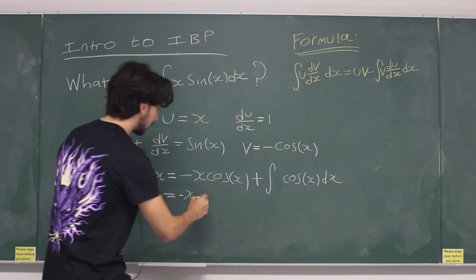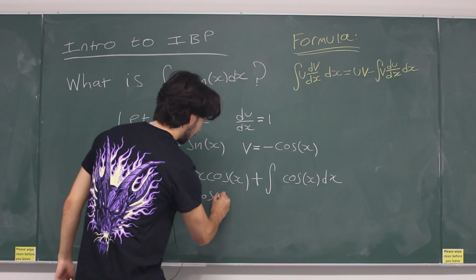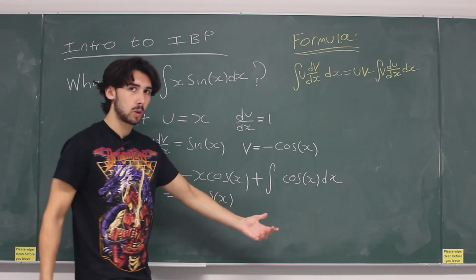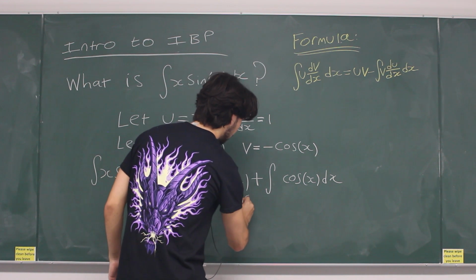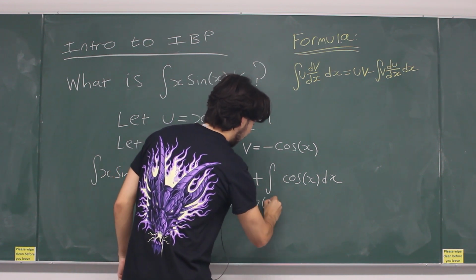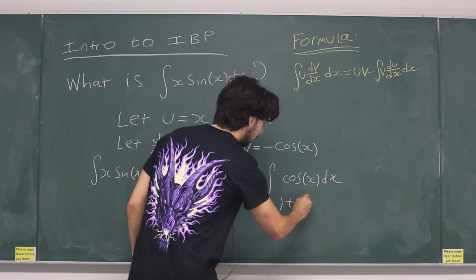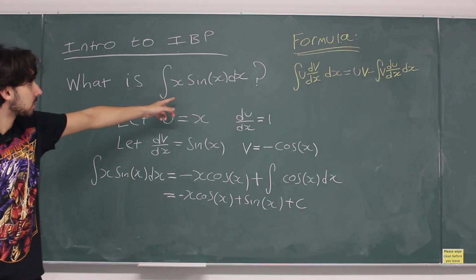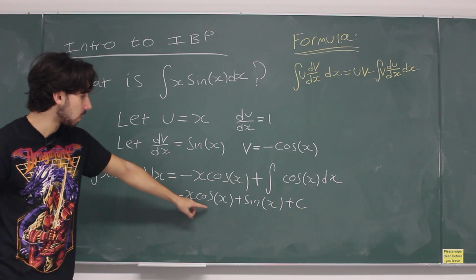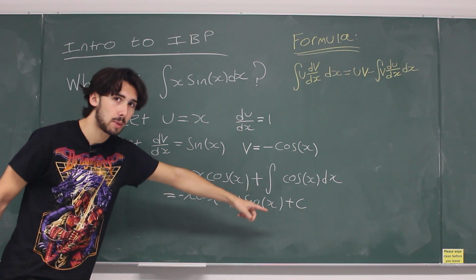Okay. And then we're going to do the integral. So we have minus x cos x. That's still there. We've not touched that at all. But what is the integral of cos x? Well, it's just sine x. So we're going to add sine x. And of course, guys, don't forget plus c. You still need a plus c. There we are. So this is the answer, guys. The integral of x times sine x is minus x cos x plus sine x plus c.